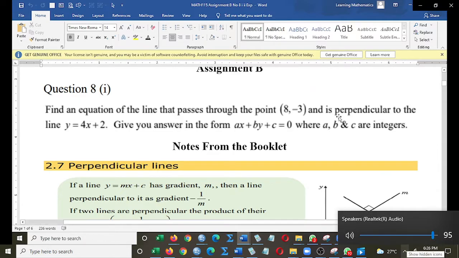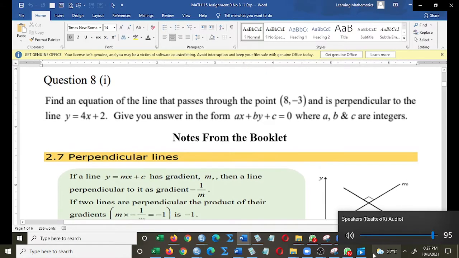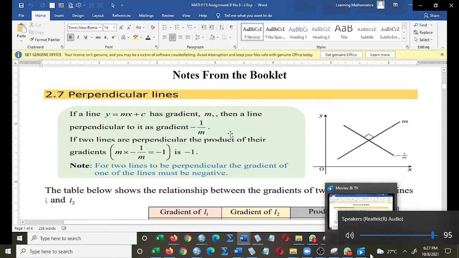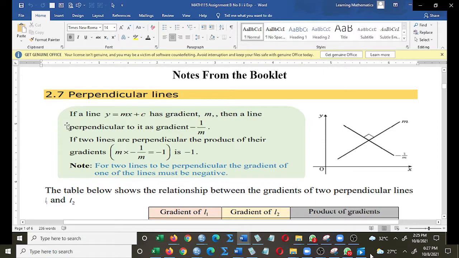So now we're talking about perpendicular lines. Okay? So it's like the same concept, but the only difference there now is the word perpendicular. Perpendicular lines, they cross each other at 90 degrees. So here you have a diagram taken from the notes from the booklet 2.7. Okay? Perpendicular lines cross each other at 90 degrees. Here you have the box for 90 degrees.